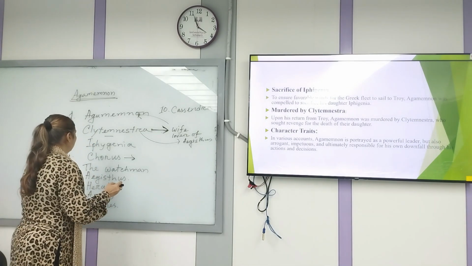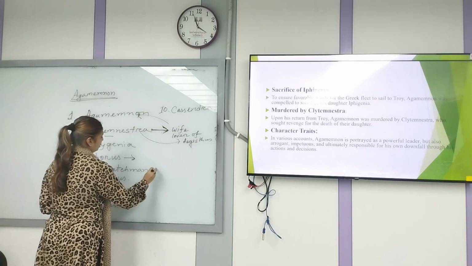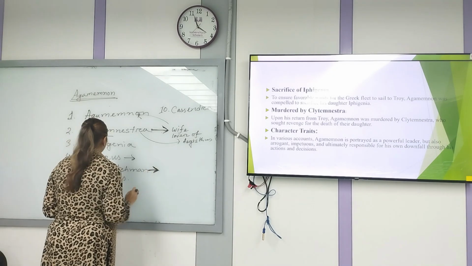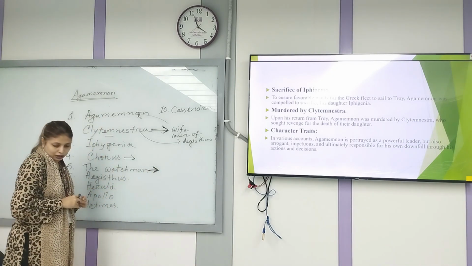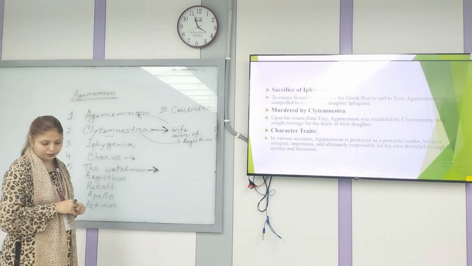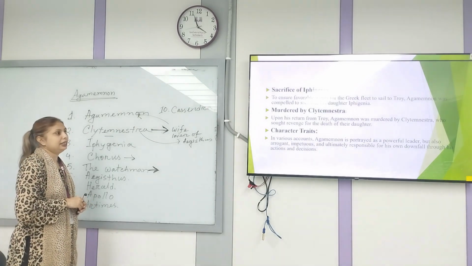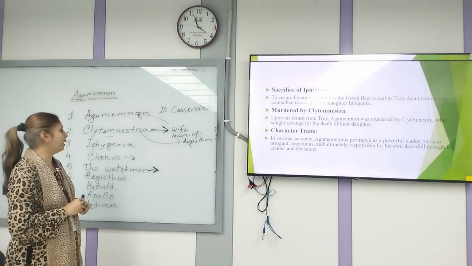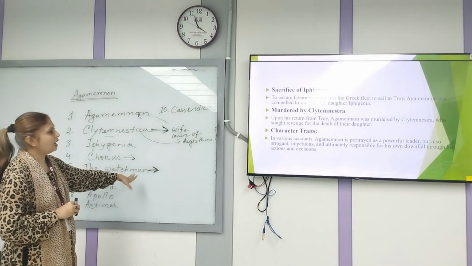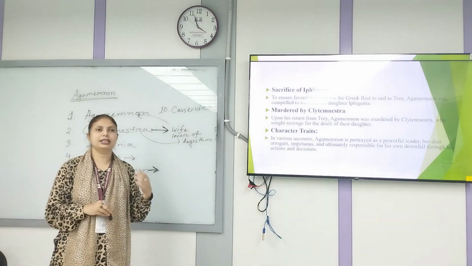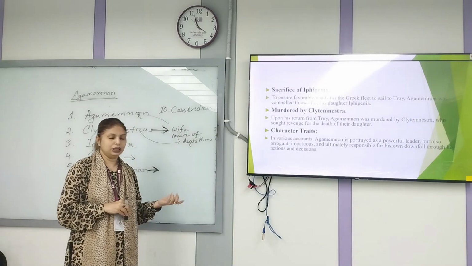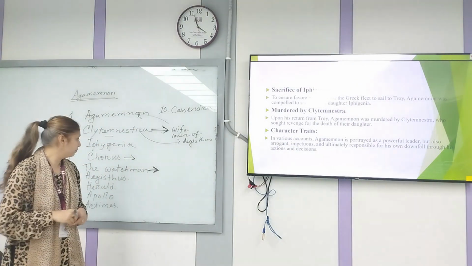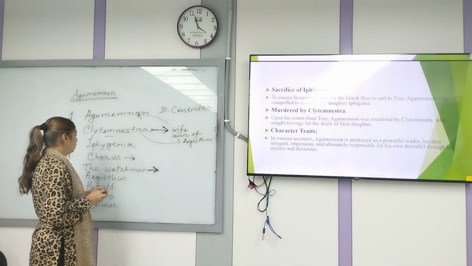Okay. The Watchman. The watchman is a minor character here. A watchman, a guard keeping lookout for a signal fire that will announce the fall of Troy. Okay?